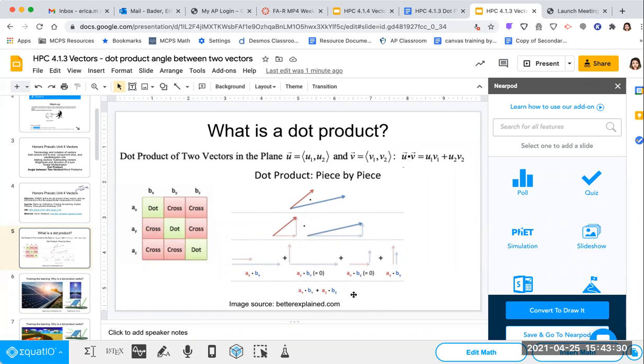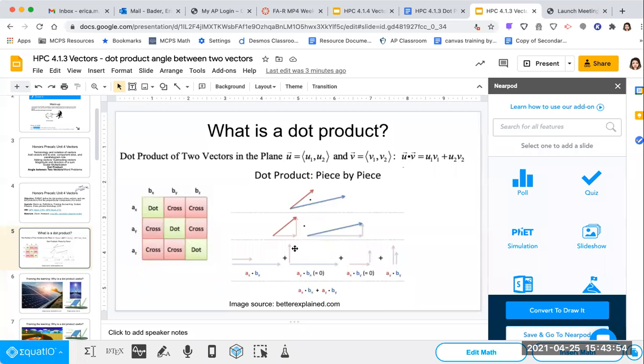What dot product is doing is kind of like FOILing the vectors. The X components are multiplied together, then the Y and the X, and the X and the Y, and then the Y's. You're basically taking each piece of the vector and multiplying it with the other piece of the other vector, so each vector component gets multiplied by each component of the other vector.